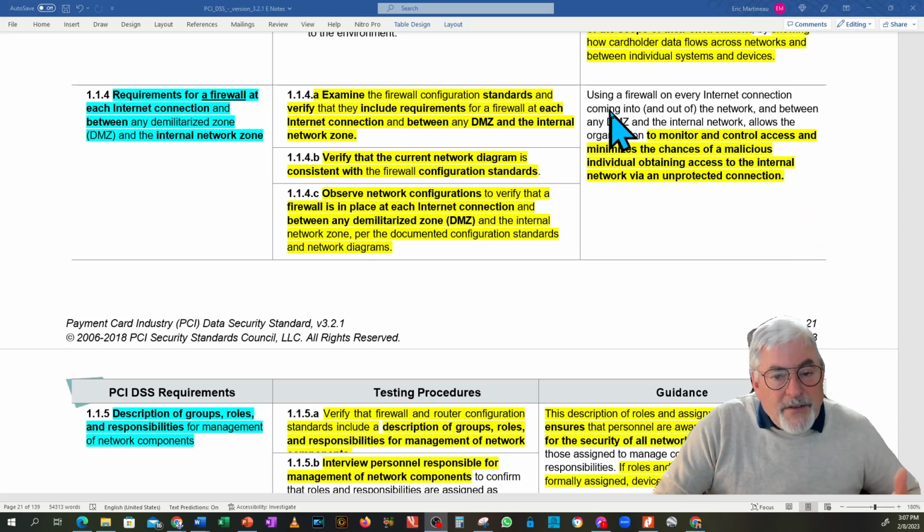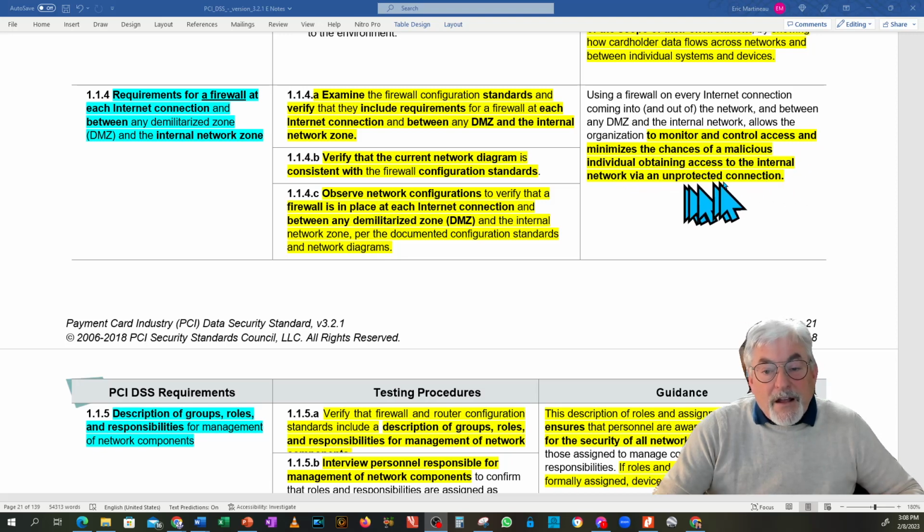So it's information coming into and out of the network and between the DMZ and internal network, so your company corporate network, allows the organization to monitor and control access and minimizes the chances of a malicious individual obtaining access to the internal network via an unprotected connection. And that's the purpose of it.